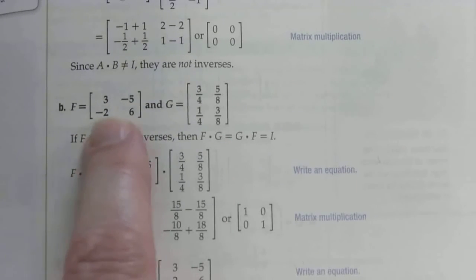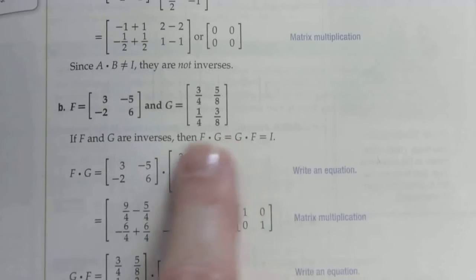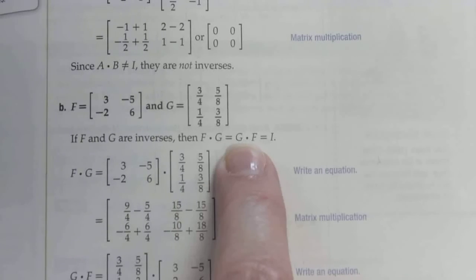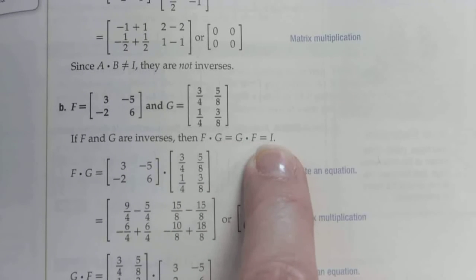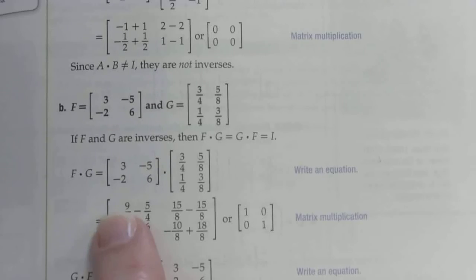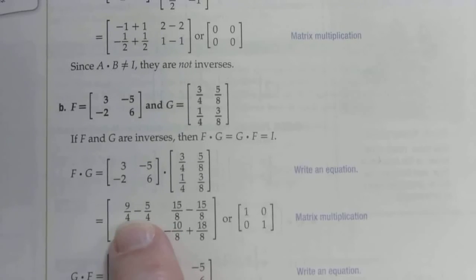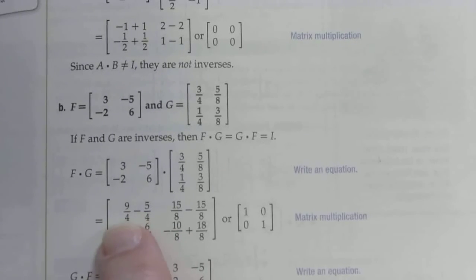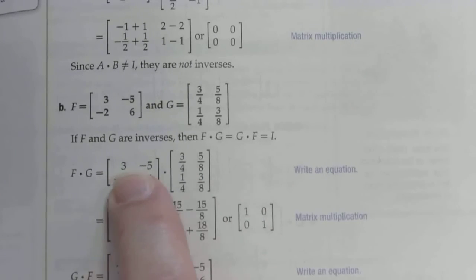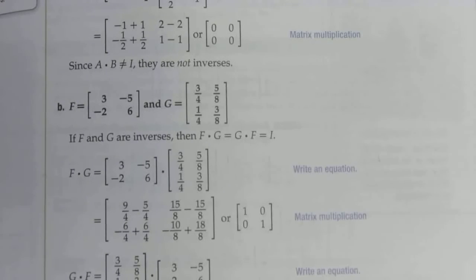So 3, -5, -2, 6 times this matrix, 3/4, 5/8, 1/4, 3/8. So first we have to check F times G, and if that equals the identity matrix, then we need to check G times F. Make sure it also equals the identity matrix. So here they've done that. 3 times 3/4 is 9/4, plus -5 times 1/4, so -5/4. Add those together, 9/4 minus 5/4 is 4/4, so that would be 1. And I will let you do the rest. You know how to multiply two matrices. If you do not, go back and check. I believe it was lesson 3-6. But you can do it.